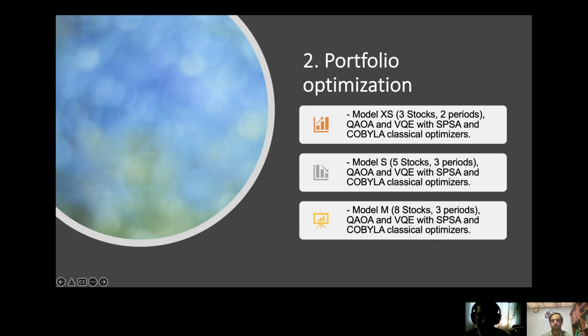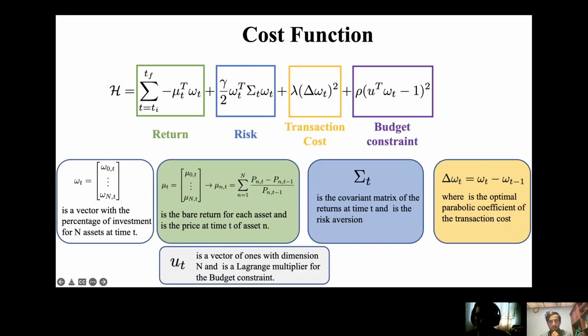Okay, the second part is the portfolio optimization. When we have the forecasting data from this QNN model, we want to try this with 3 simple models. One is the XS, with 3 stocks and 2 periods, which means 6 qubits. Model S with 5 stocks and 3 periods, 15 qubits. And model M, 8 stocks and 3 periods, 24 qubits. All of them are solved using QAOA and VQE, with classical optimizer SPSA and QUBO.